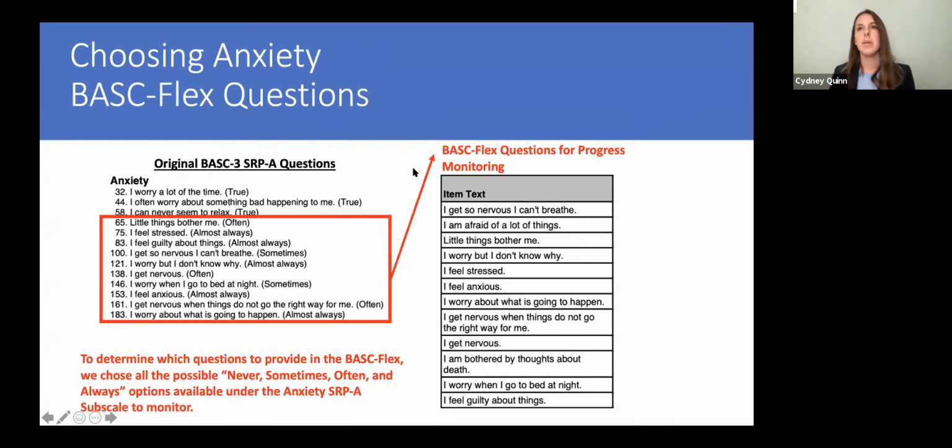Now, something that's important to know is parents were also offered if they wanted to complete the same BASC Flex weekly as well to really correlate with their original BASCs, and then we could progress monitor how parents are seeing symptoms. Parents did not want to engage in that. So for the purpose of this case study, we only ended up using the self-report questionnaire.